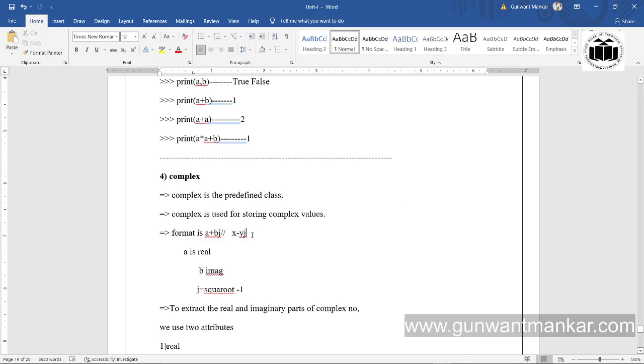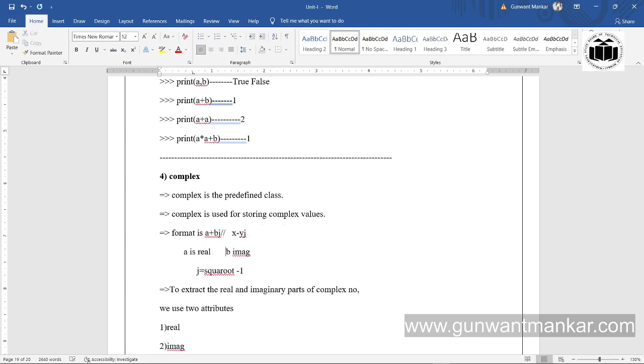Okay, what will be the format? a plus bj. In mathematics we use i, but here in programming you have to use j. Okay, a is the real part and b is the imaginary part. The suffix is j. What is the value of j? Square root of -1.